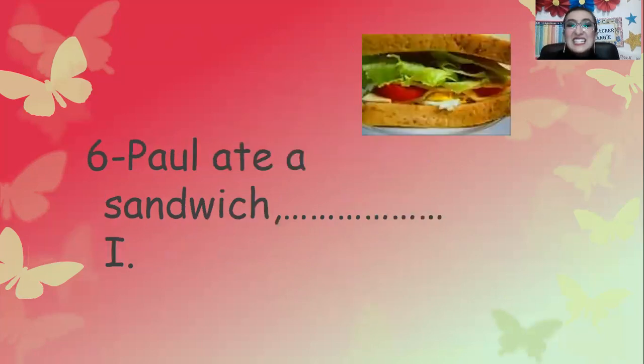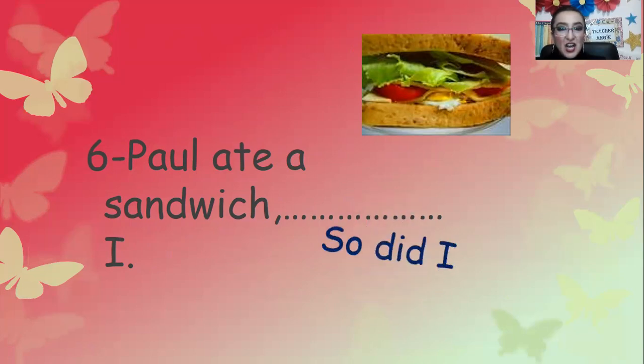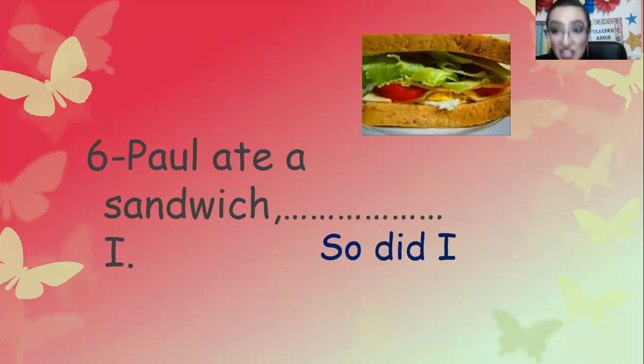Paul ate a sandwich. So did I. I am using did because my sentence is in past. That's the reason why we are using did, because remember that this is the auxiliary verb for past. Because if we are talking in past, we need to have the auxiliary verb for past. If we are talking in present, we need to have the auxiliary verb for present, depending if it is present with verb to be or if it is present with do or does. So did I.